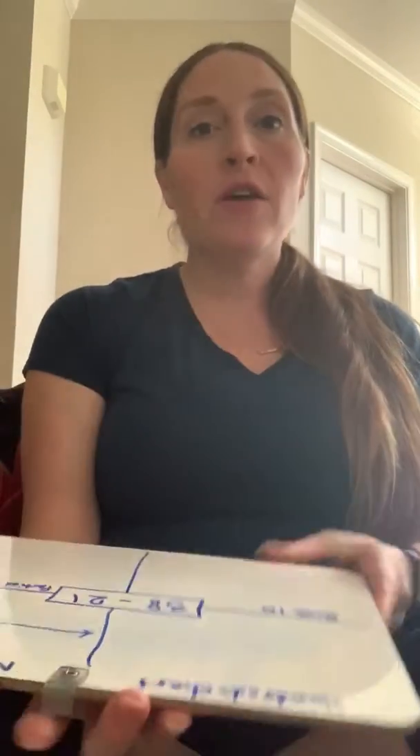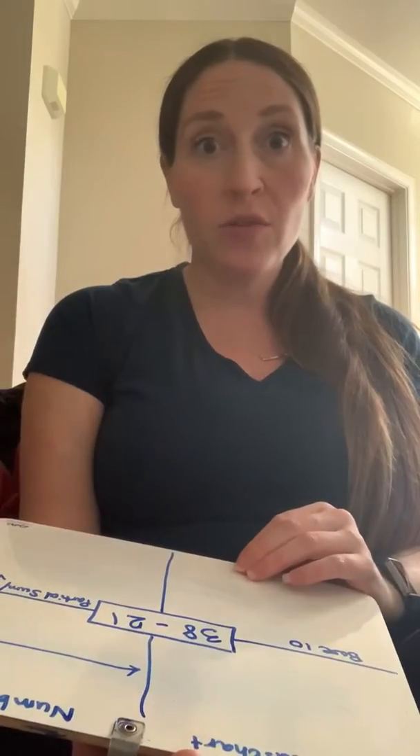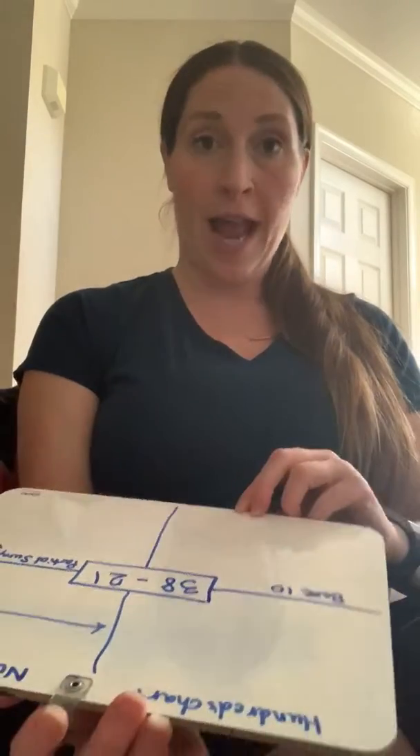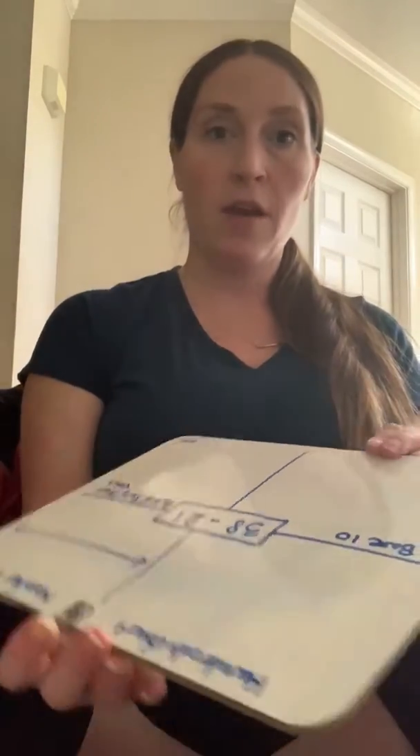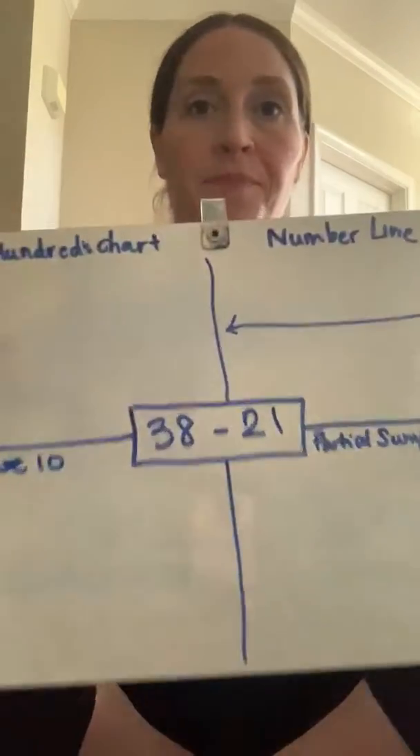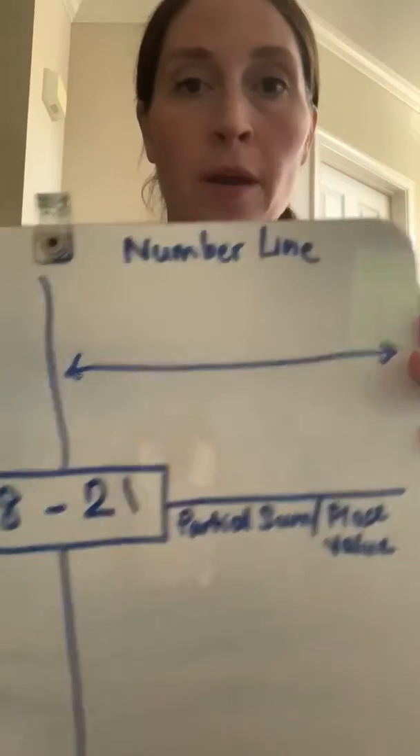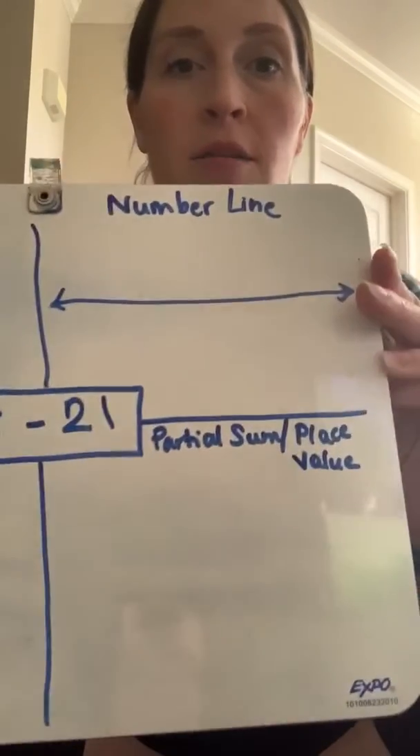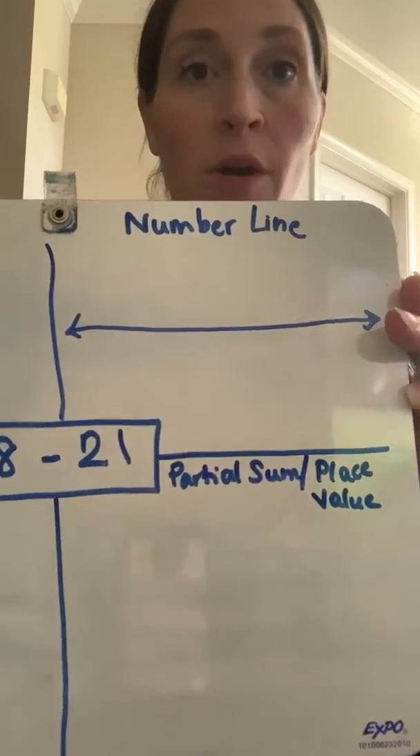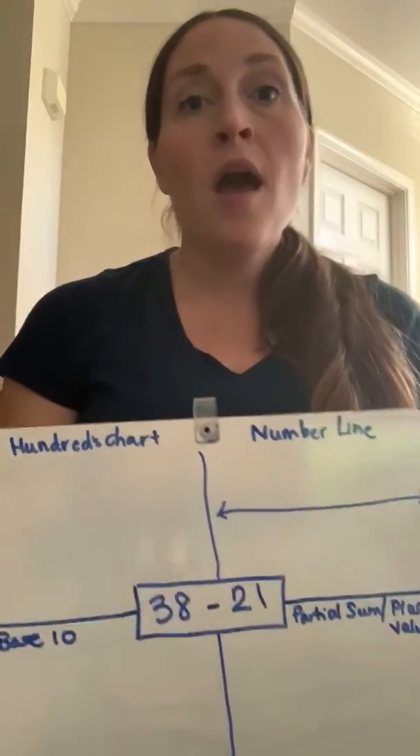I'm just going to do a video on how to subtract two-digit numbers. So we did adding two-digit numbers in the last video, and this one is subtraction. Again, it's the same four ways: the hundreds chart, the open number line, base 10 blocks, and partial sum or place value. So I'll go through each way.